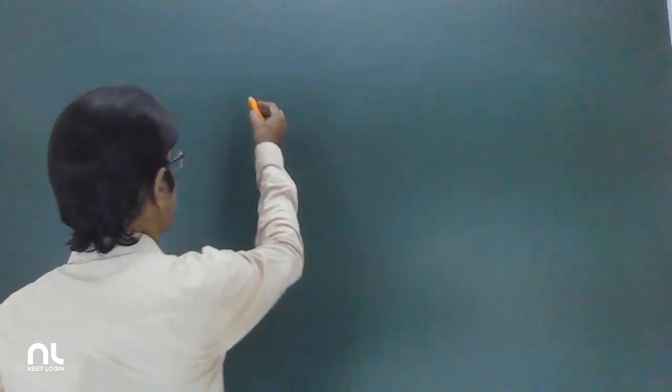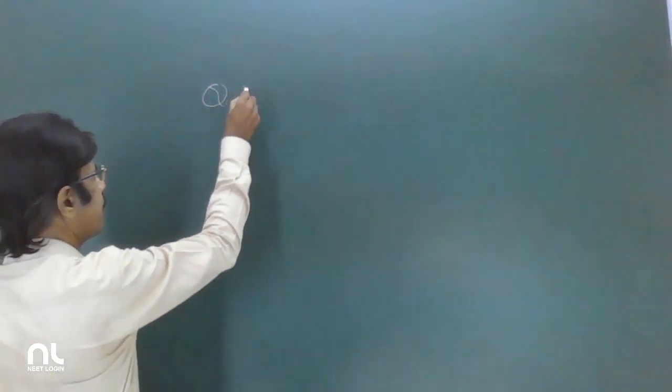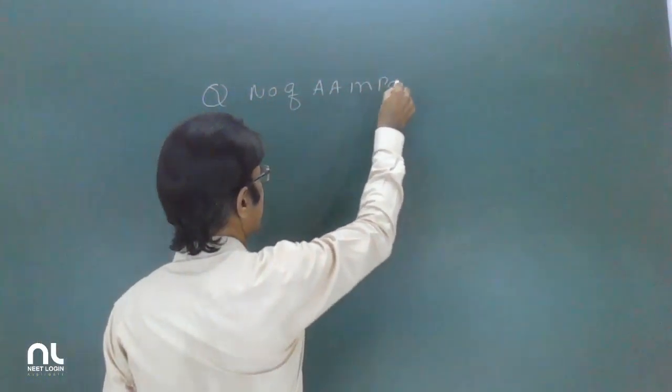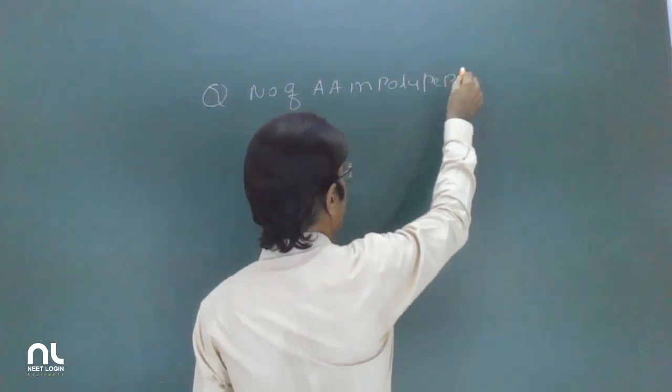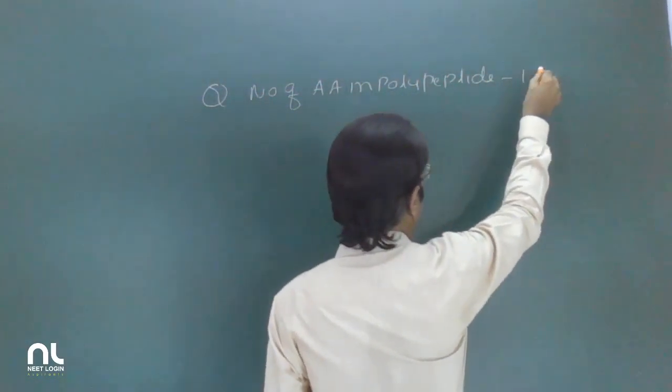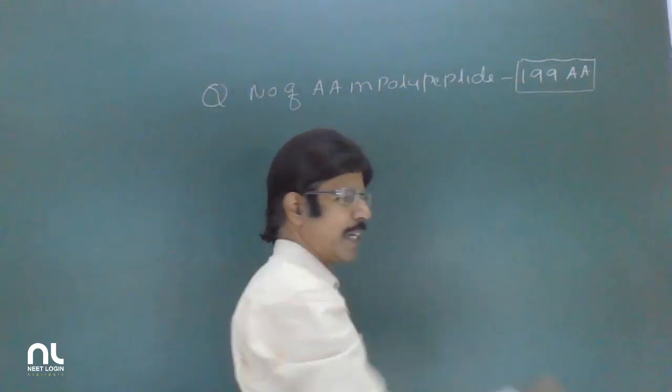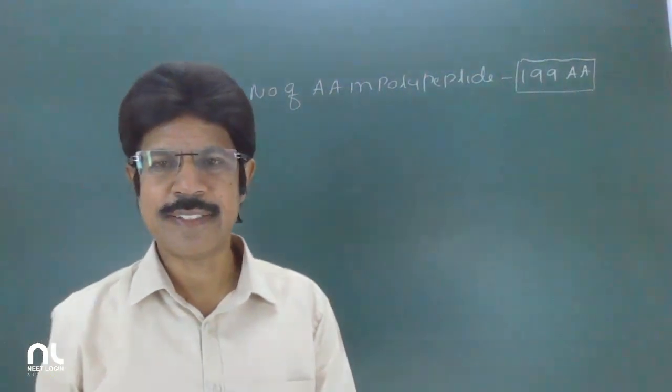Usman, Sheikh, Sultan, 199 amino acids. Okay. So, with regard to the problem, the number of amino acids in the polypeptide is 199 amino acids.